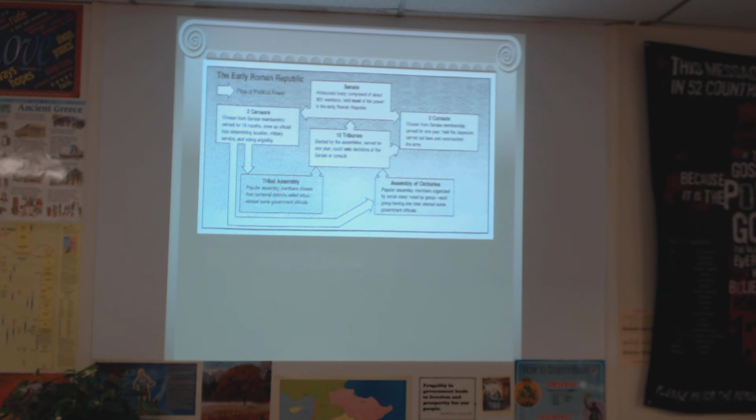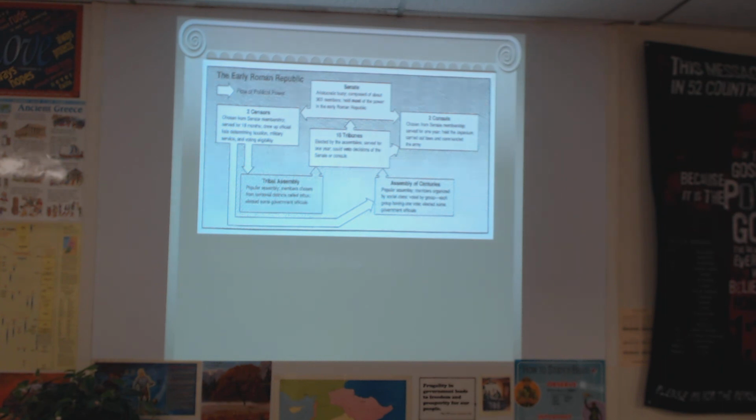Katie, you have a question? I don't know if it's supposed to be like this, but all the arrows are leading to the consuls. Well, they come from the Senate. The tribunes have veto power over the consuls. So that's why the arrows are pointing to them. Okay, any other questions?